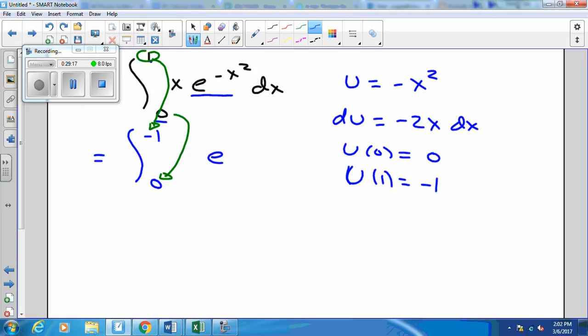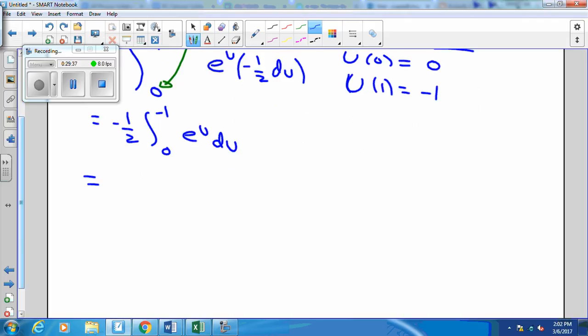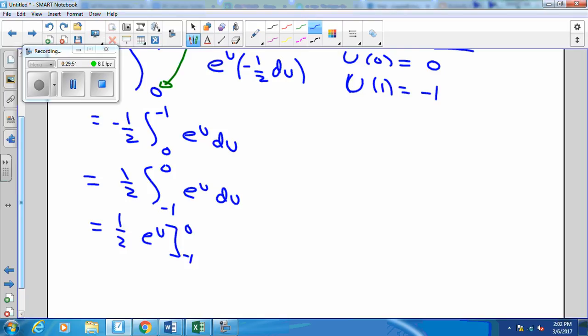So, e to the negative x squared is going to be e to the u. X dx is the same as negative 1/2 of du. Like so. And now I can pull the negative 1/2 to the outside. And I can also use my reversal property to clean up my integral just a little bit. Flip the limits of integration and take the opposite to get a really nice result. E to the u, negative 1 to 0, which is 1/2 of e to the 0 minus e to the negative 1.